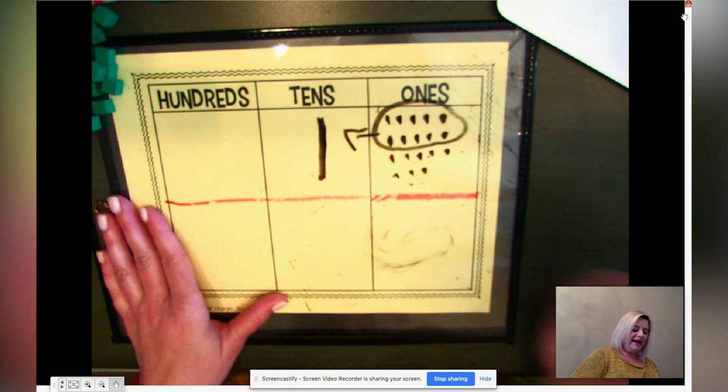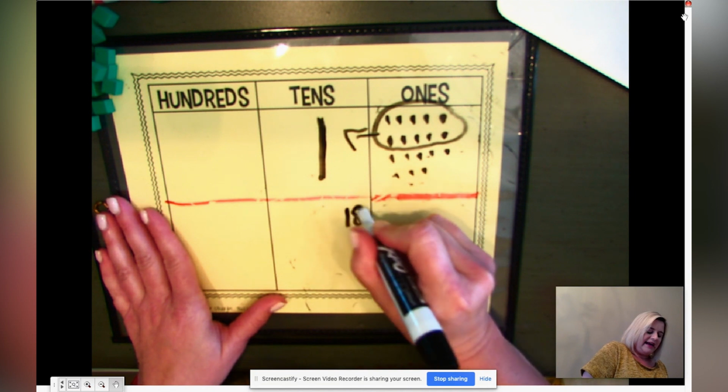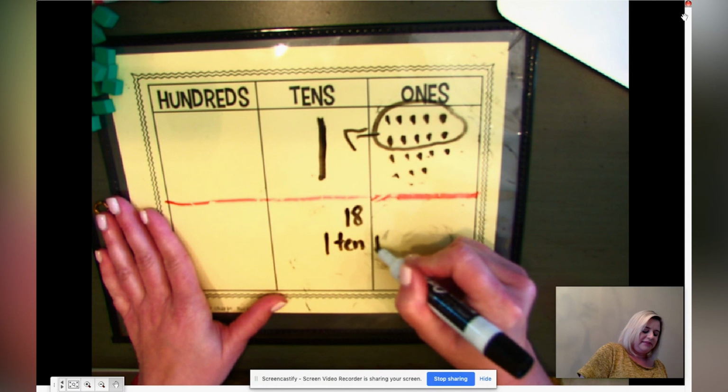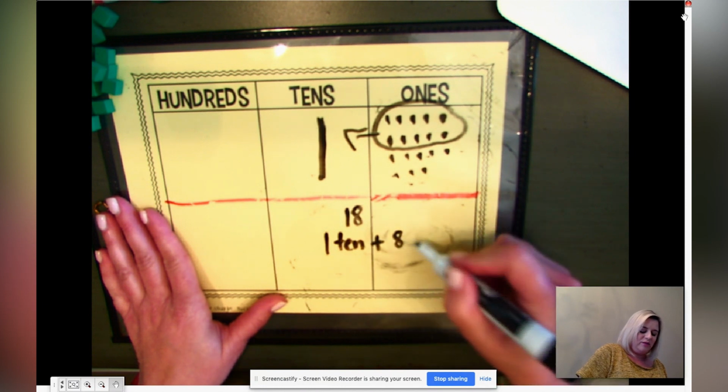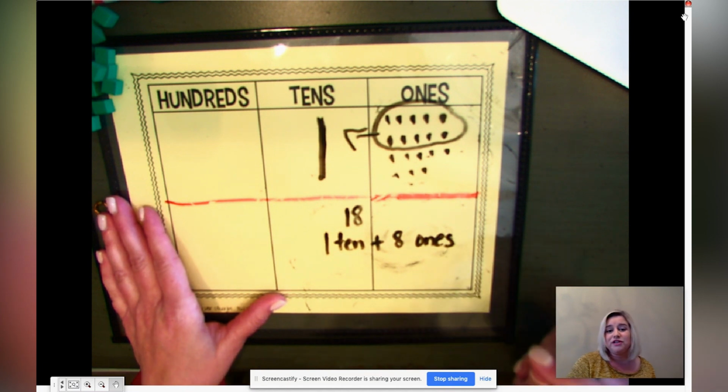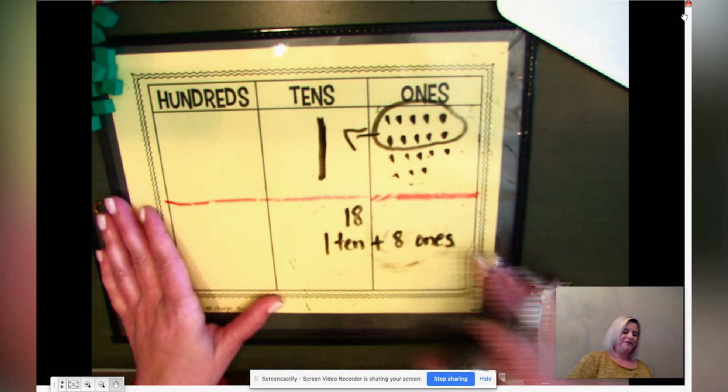So now we have 18, 110 plus 8 ones. Can you turn to a family member or a friend that's with you and tell them the other way that I can write this? Right, you've got it. We can write it in word form. Let's erase.